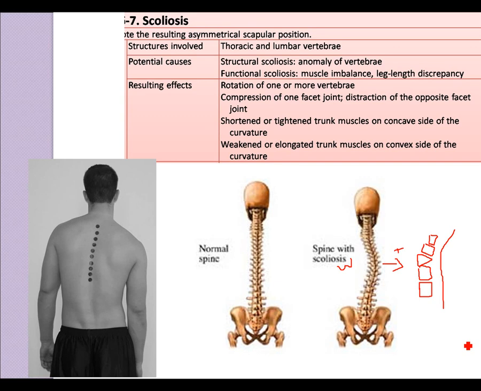It was strange. Bend over and touch your toes. If you have structural scoliosis and one of the vertebrae is actually the problem, your spine will still be curved when you bend over. If you have functional scoliosis, when you bend over and touch your toes, your spine will actually straighten out while you're bent over. So functional, because it's a muscle imbalance or leg length problem, your spine actually straightens out when you bend over. If it's structural, it'll stay curved.